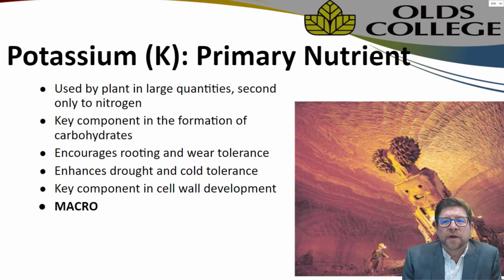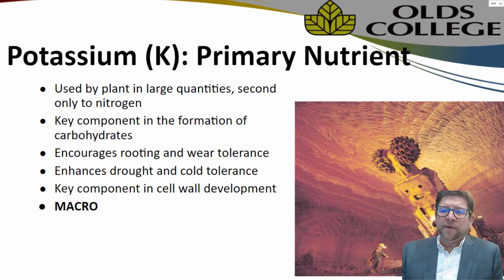Potassium is an important component in carbohydrate production, encourages rooting and wear tolerance and cell strength, also enhanced drought and cold tolerance. And we'll talk about that a little bit later towards the end of the presentation, about that relationship between nitrogen and potassium. It's a key component in cell wall development, and as I mentioned, also a macronutrient.